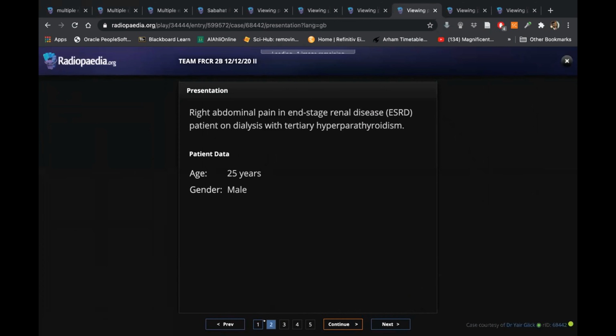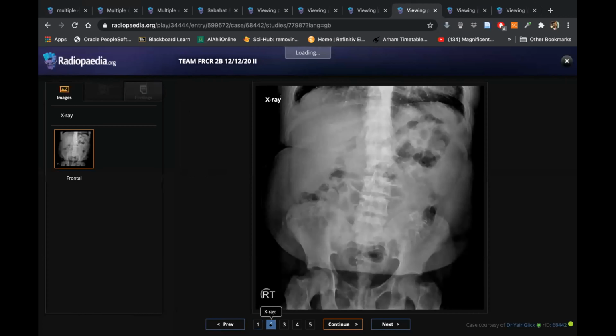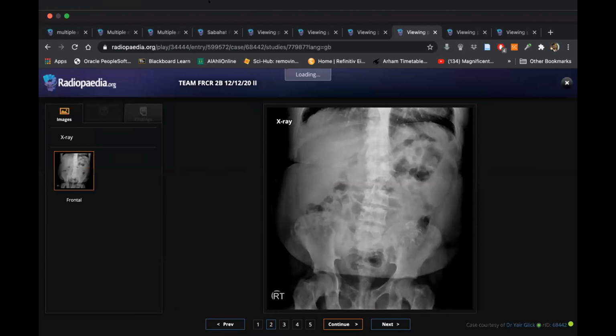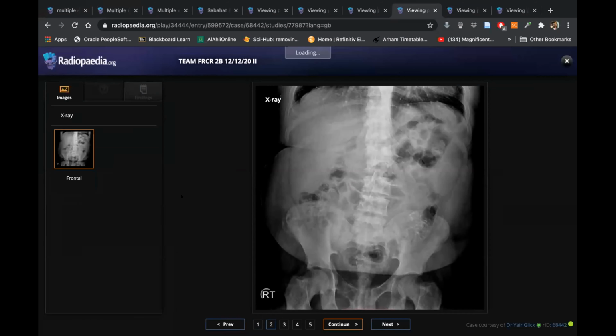Yeah. Okay. So right abdominal pain in end-stage renal disease, patient on dialysis with tertiary hyperparathyroidism, 25-year-old male. Okay, so this is the radiograph abdomen showing scoliotic curvature deformity. There is diffuse sclerosis of the spine noted. Vertebral body heights are basically normal. There is no definite vertebral body collapse. However, the density is diffusely increased, predominantly at the end plates.